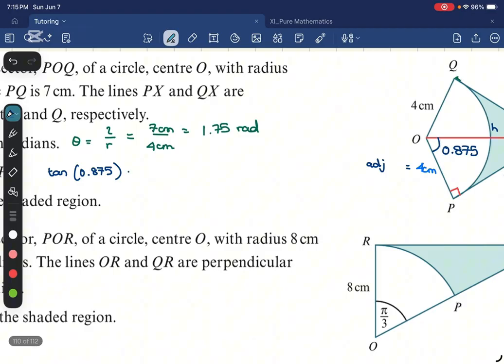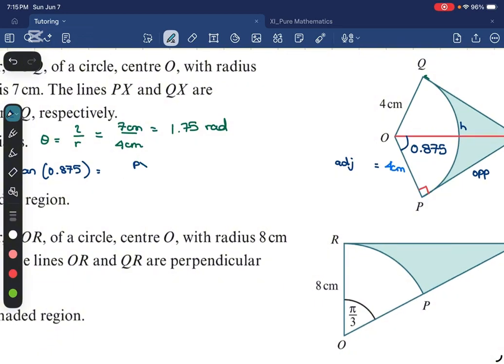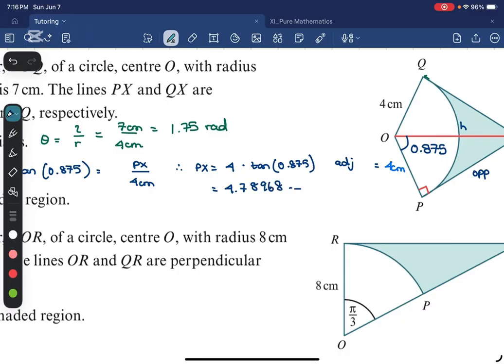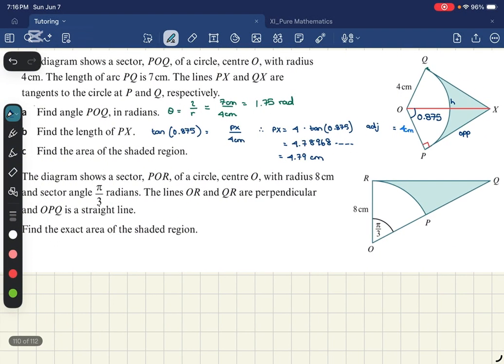So if I use tan, then that is going to be my opposite, which is PX, what we are looking for, and my adjacent is just 4 centimeters. So using this equation, PX is just 4 times tan of 0.875. Tan of 0.875 radians, remember your calculator must be in radians mode, times 4, that gives me 4.78968... and I can round this to 3 significant figures. This would be 4.79 centimeters. All right, so we are done with A and B.